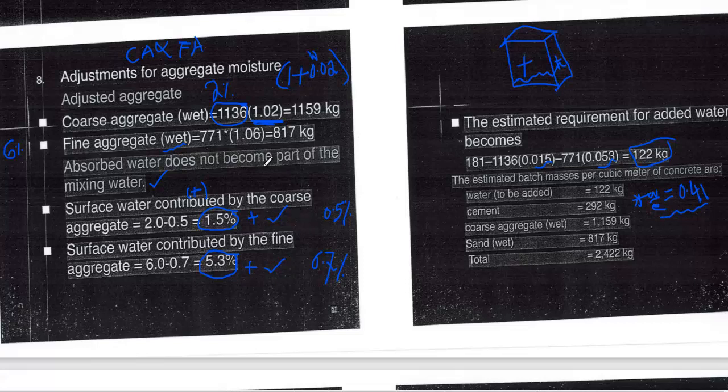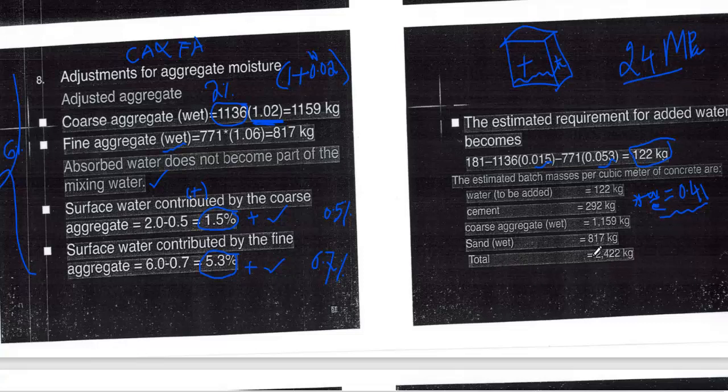If your coarse aggregate and fine aggregate condition is like that, at that time you can use 0.41 if you are looking for 24 megapascal of strength.